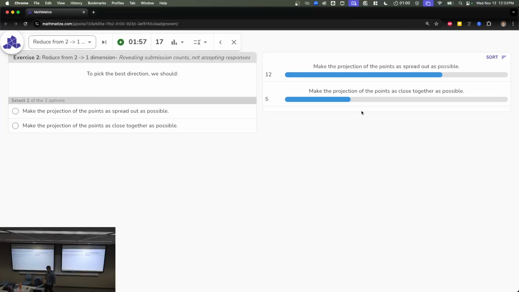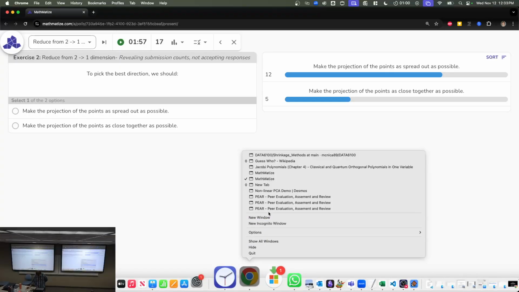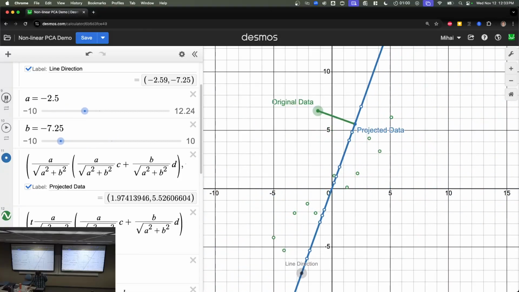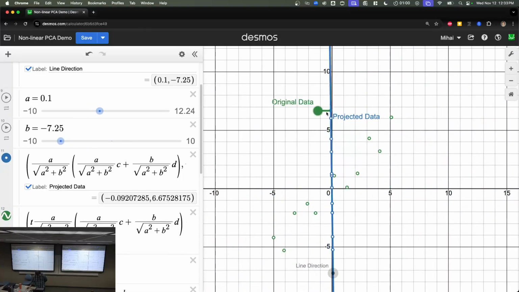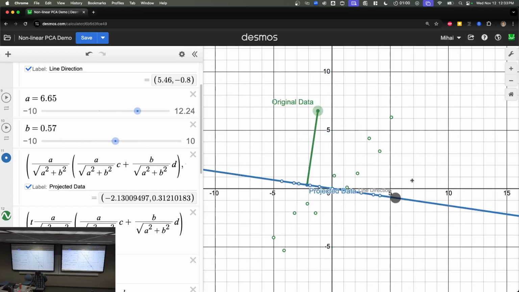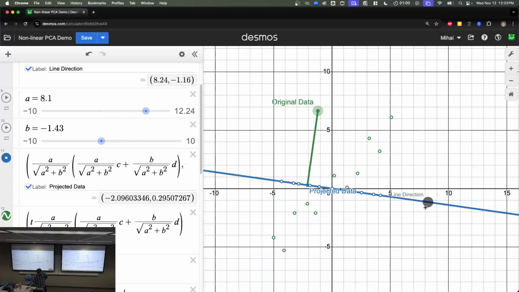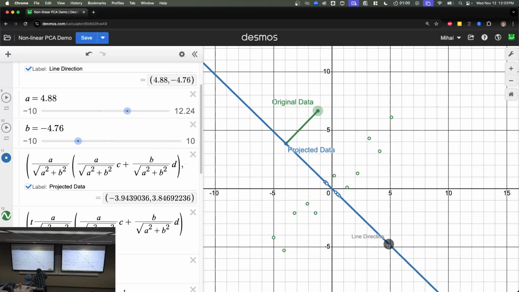So let's look at the two possibilities, either spread out or not, and see which one is better. Okay, Desmos. So let's stop the animation. So basically the options are, you can spread them out. Spread them out would be something like this. You see they're all spread out. Or push them together would be something like this, where they're all smooshed together.